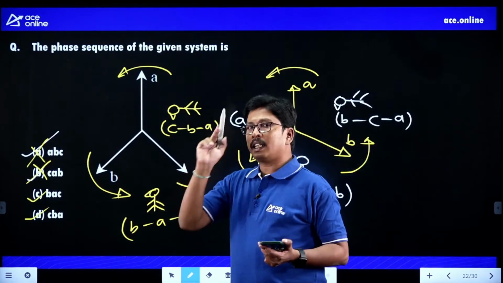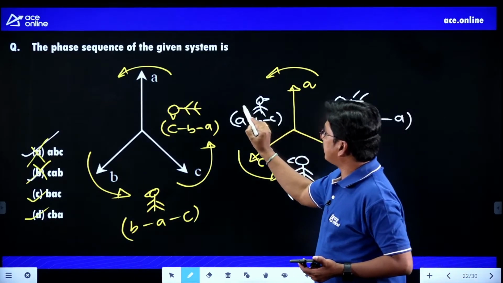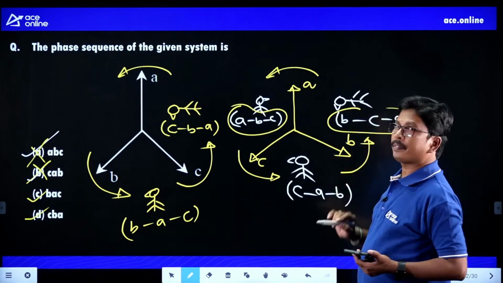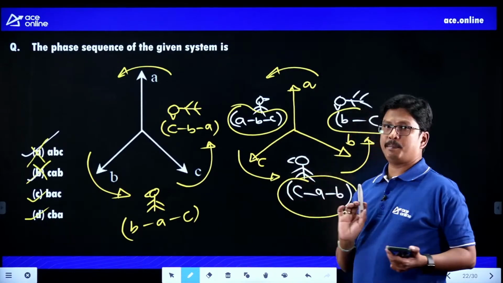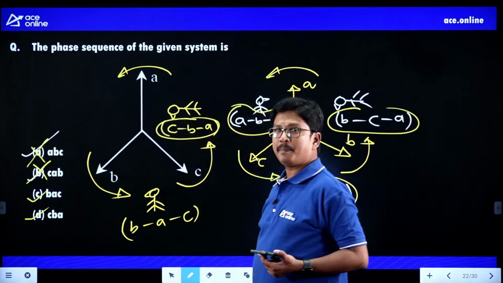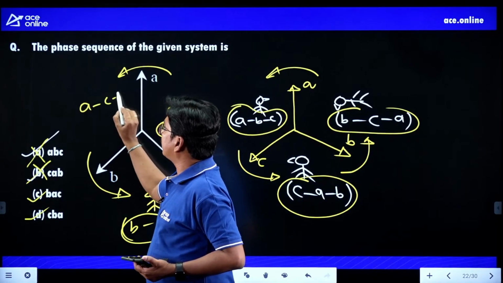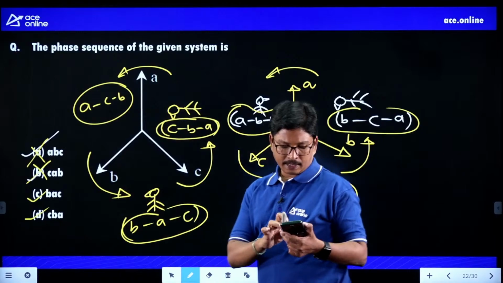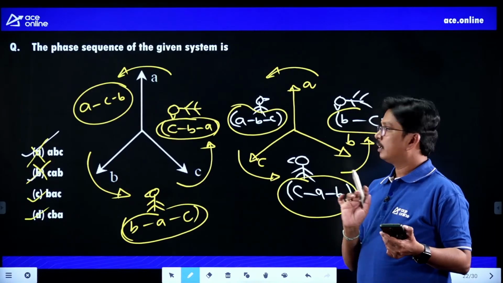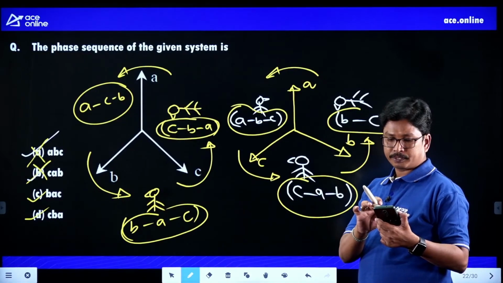Based on the reference, students, you have to check the reference quantity. What is the reference quantity? If A phase is reference, it will be ABC. If B phase is reference, it will be BCA. If C phase is reference, it will be CAB. If C phase is reference, it will be CBA. If B phase is reference, it will be BAC. If A phase is reference, it will be ACB. Clear, everybody? So those who have given C and D, both are correct: CBA or BAC.